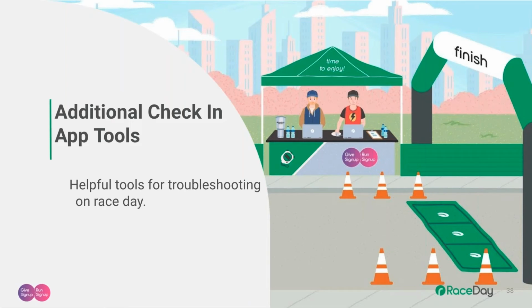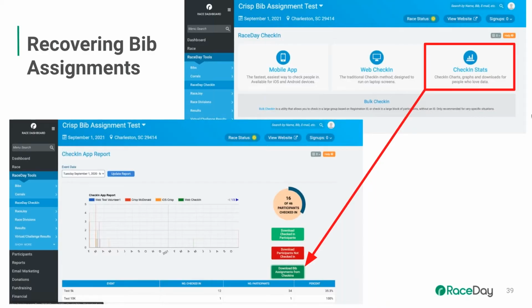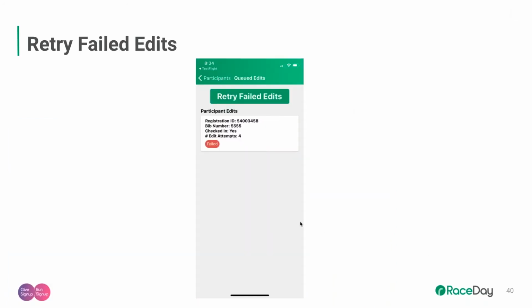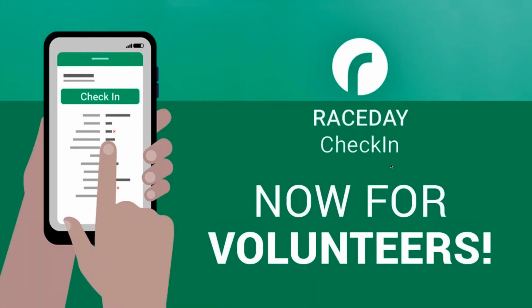So a couple of additional check-in app tools. When you go to RaceDay check-in stats, this is where you get into that report feature, and underneath this view is where those breakdown by device are. But you have the ability to recover bib assignments if you accidentally clear them all out. So this download bib assignments from check-ins, if at any point things have been pushed up to RunSignup, this will be in there. The other thing you have is queued edits, and you can retry the failed edits, and there's an export function now too.